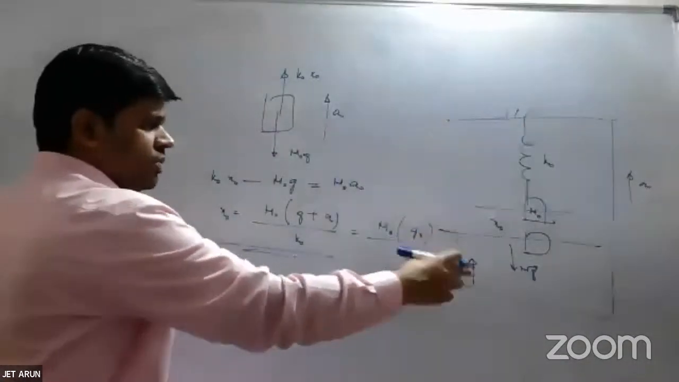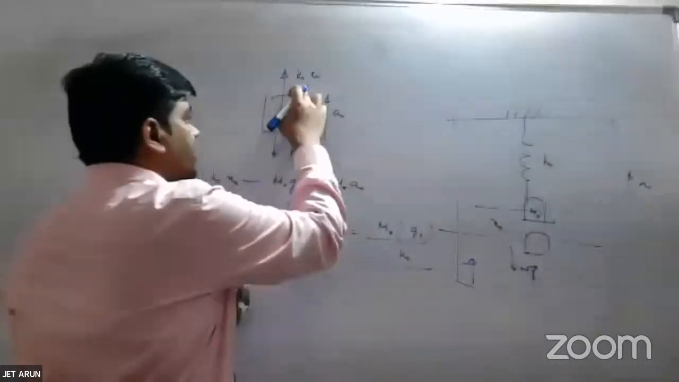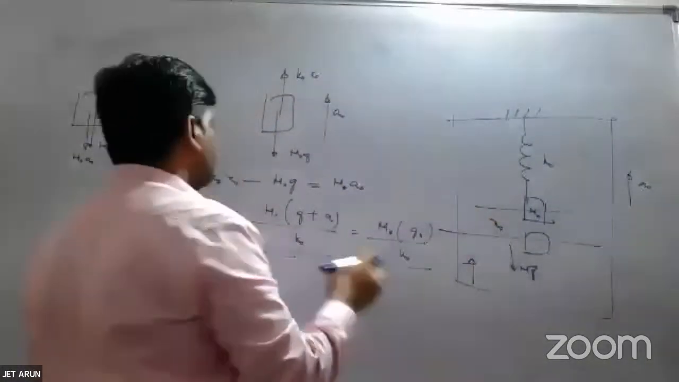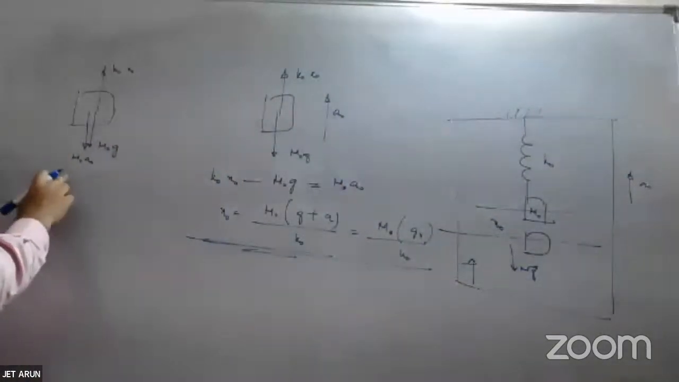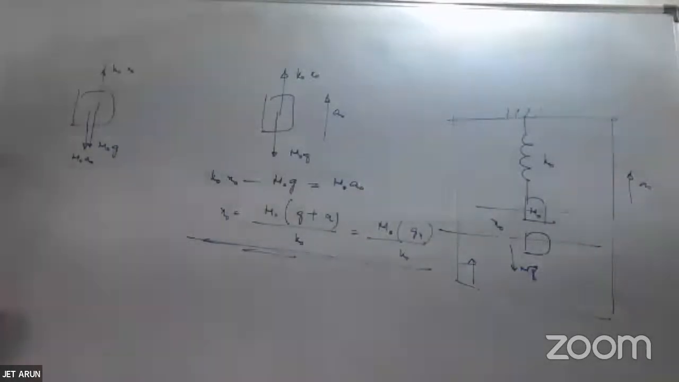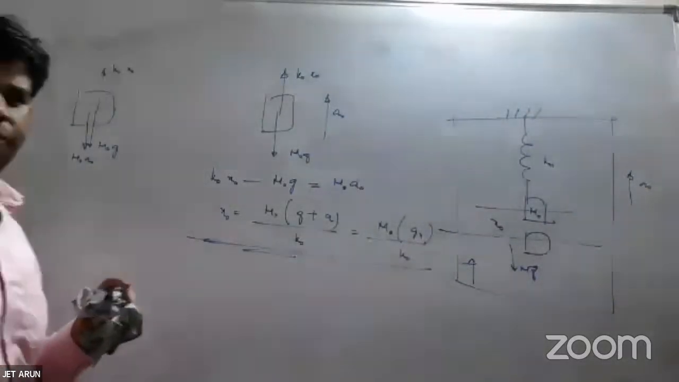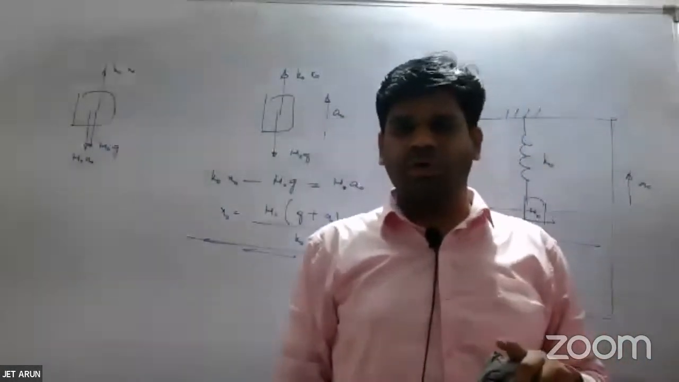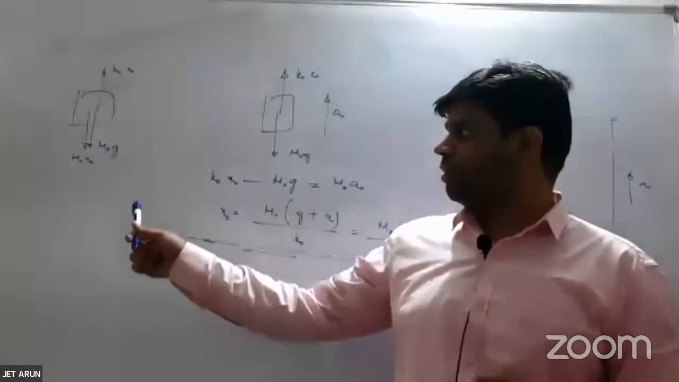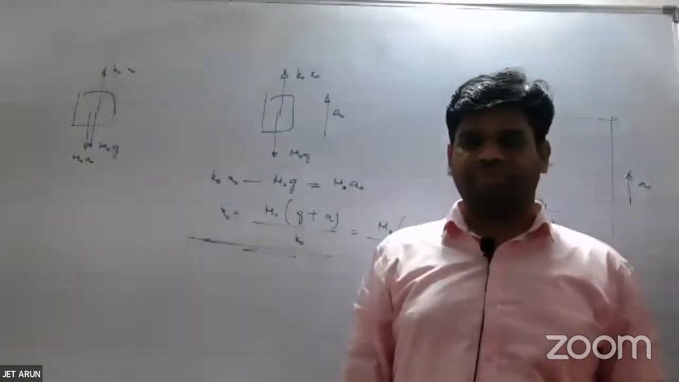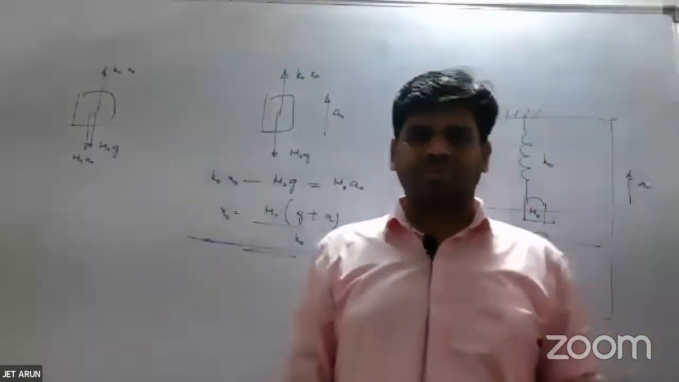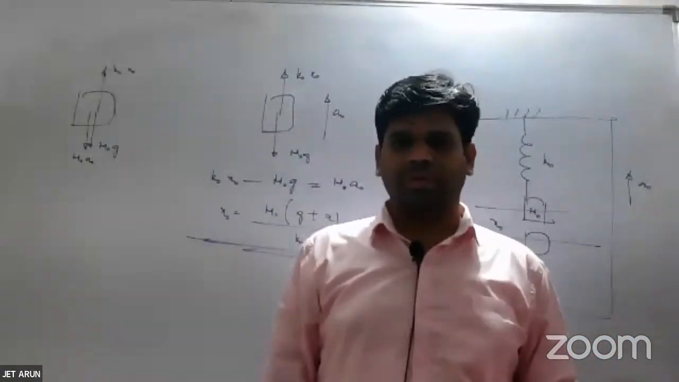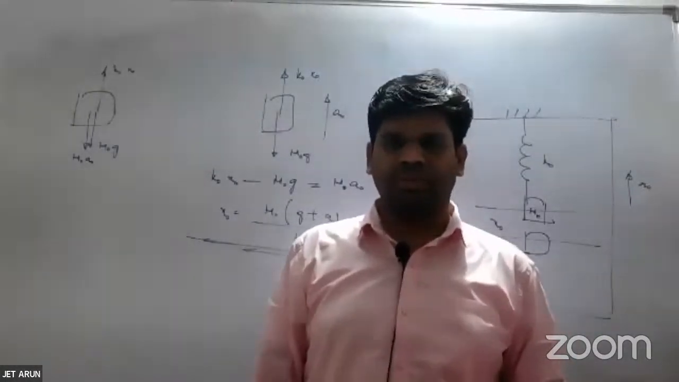Reaction of mg is on earth. Reaction of k naught x naught is on spring. Reaction of m naught a, where is the reaction of m naught a, students? I told you, whenever you think of a force, think of a reaction force as well immediately. That's a good habit. Now tell me, where is the reaction force of the pseudo force? Spring downward.